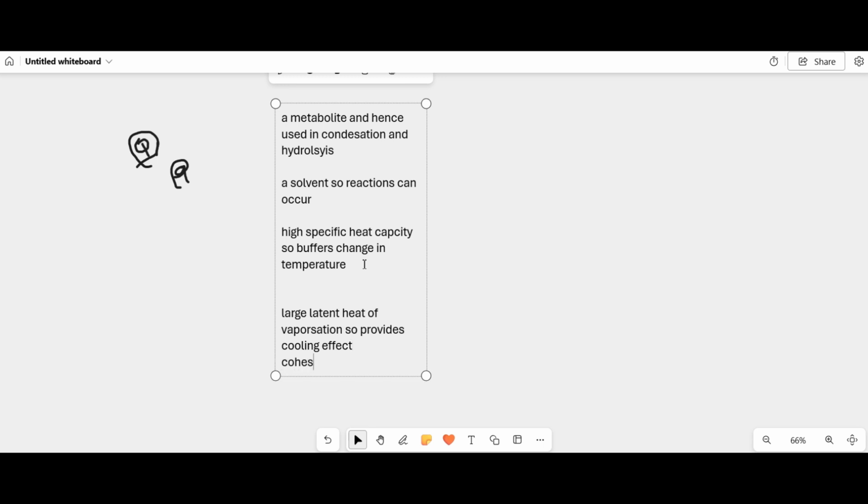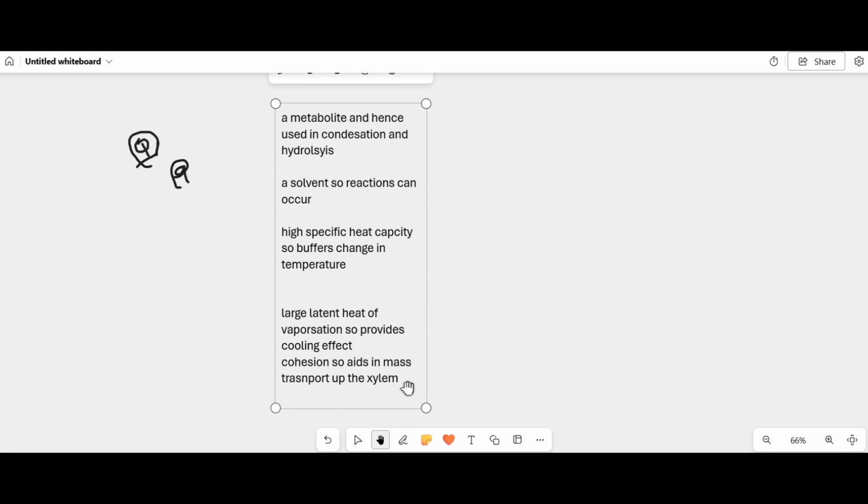Cohesion as well. So cohesion and adhesion, you just have to mention one of them. You can say cohesion aids in mass transport of water in the xylem. Or you can say adhesion as well, it does the same thing. Or you can also talk about surface tension. And that's everything.